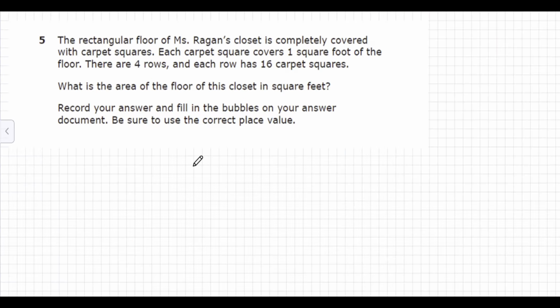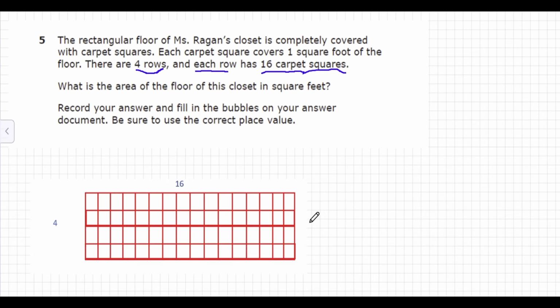Question number 5. The rectangular floor of Ms. Reagan's closet is completely covered with carpet squares. Each carpet square covers 1 square foot of the floor. There are 4 rows and each row has 16 carpet squares. What is the area of the floor of this closet in square feet?